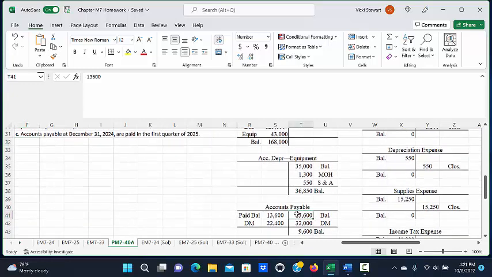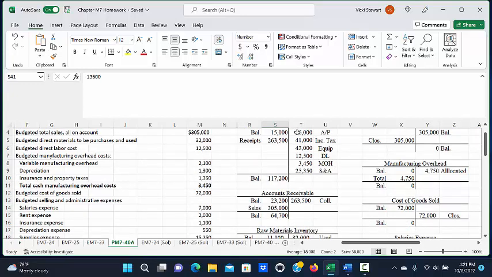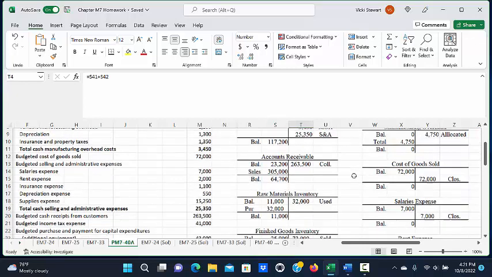So we know that this balance would have been paid in the first quarter, and we were given the amount of the direct materials purchases of $32,000, and we were told those were all on account, and then we would debit accounts payable for 70% of that. So when we take our total debits for accounts payable, that would be $36,000, and then we would have credited cash when we paid those.